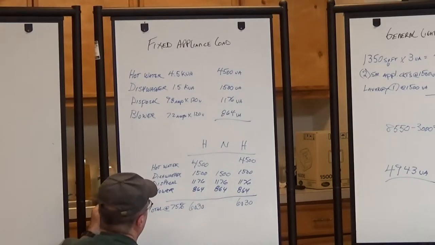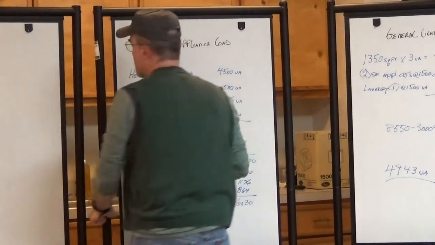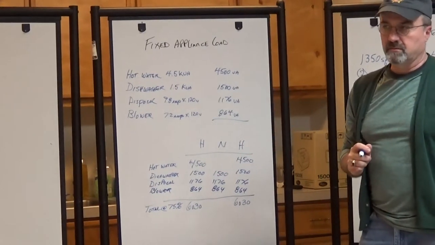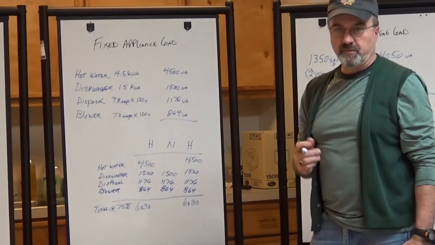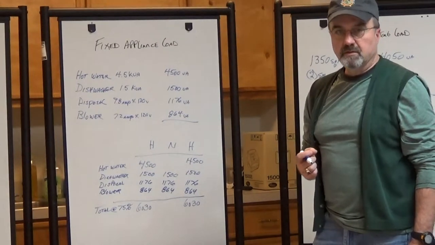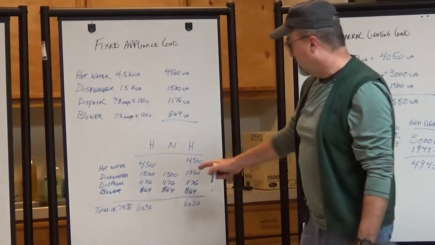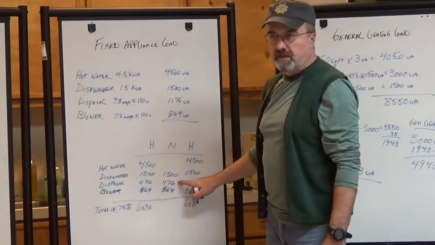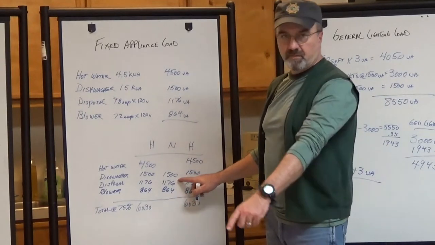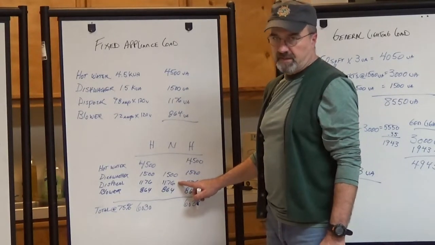Okay? Now, can we apply that demand factor to the neutral? No. Why? We applied it to the hots because it's only 3, right, Robert? On the neutral side, the 120 volt side, we only have 3 appliances fastened in place. We don't meet the requirements of that code article.